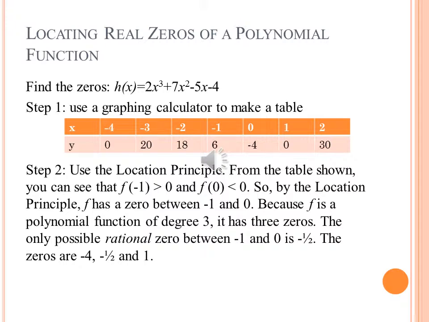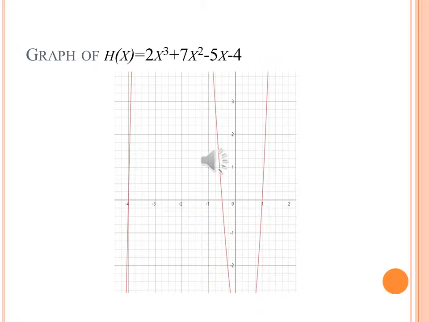Because f is a polynomial function of degree 3, that means it has 3 zeros. The only possible rational zero between negative 1 and 0 is negative 1/2. So the zeros are going to be negative 4, negative 1/2, and 1. And on the next slide, I'm going to have a graph that shows the zeros. On the graph that I have created, you can see that the zeros are negative 4, negative 1/2, and 1.